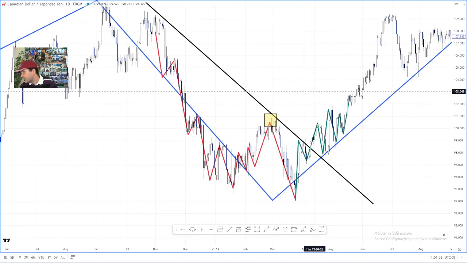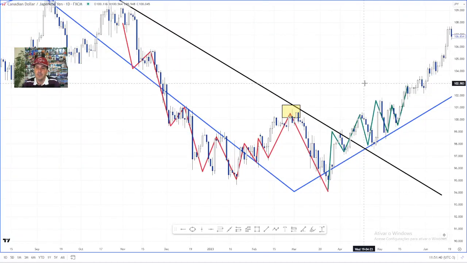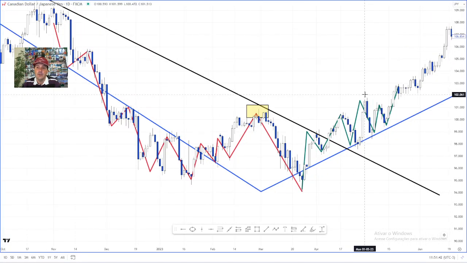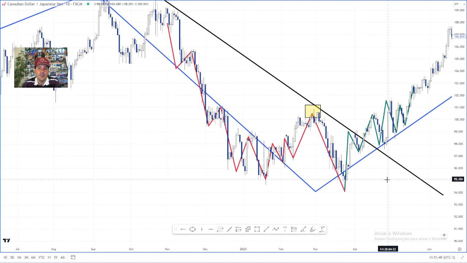Give me a second, everybody. Okay, so let's do it quickly. Let's start with the daily first. I'm sorry, then I need to go. So, the best entry is the end of the retracement.